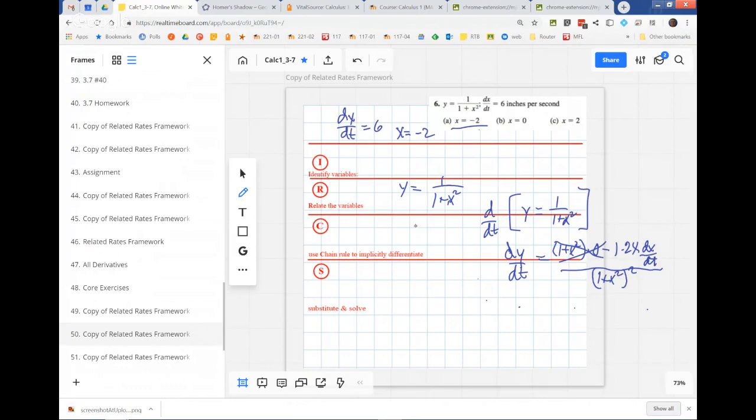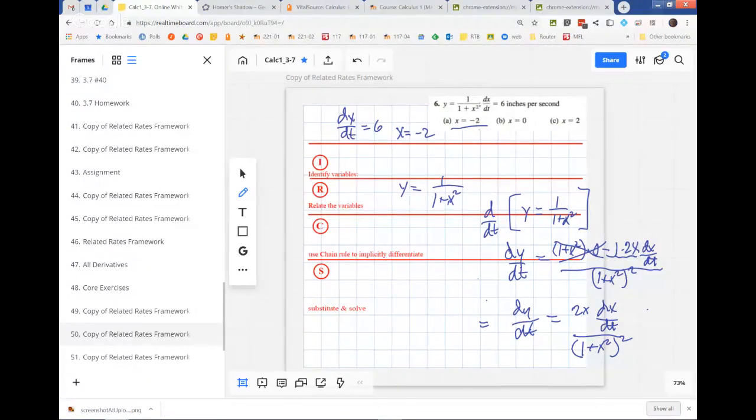And let's just rewrite it a little bit. dy/dt, and on the top there, that whole thing is being subtracted. So -1 times -2x is 2x dx/dt over 1 plus x squared, squared. Now substitute and solve. So we know what dx/dt is. Is it -2x on the top? You see right here, it's -1 times -2x, because you're subtracting that whole thing. When you're subtracting a -2x, you're actually adding a 2x.